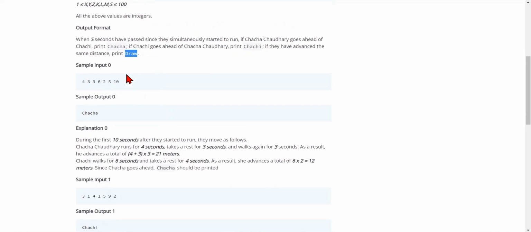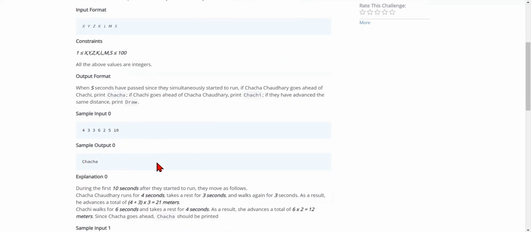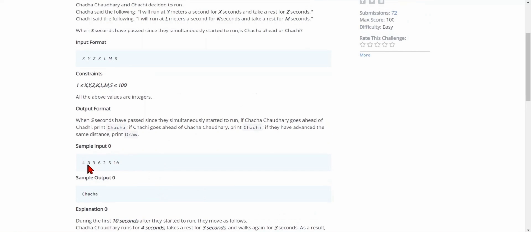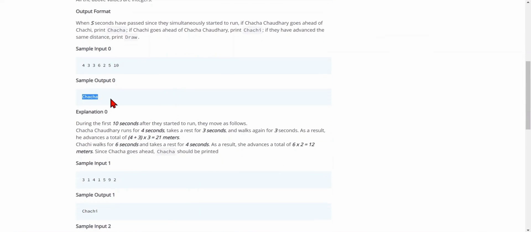So let's consider the first input case. Here the input is given as x, y, z, k, l, m, and s. You can consider x is the time for which Chacha will run. 3 is the speed with which Chacha will run, and this 3 is the time for which Chacha takes rest after running. Similarly, k equal to 6, that is 6 is the time for which Chachi runs, 2 is the speed with which she runs, and 5 is the rest time of Chachi, and 10 is the time instance at which we need to calculate who has covered more distance. The output is Chacha. Let's see how.